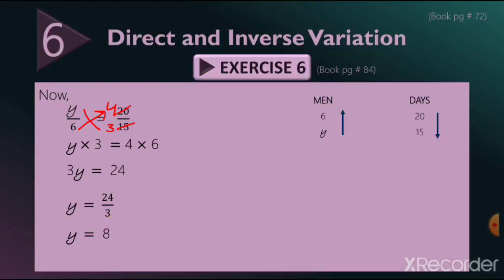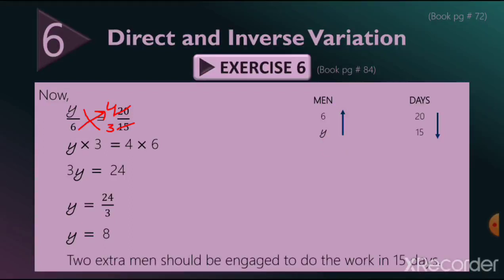As you see, in the question it's written that 6 men were completing that piece of work in 20 days, and we have found y, 8 men will complete that piece of work in 15 days. Means from this one we have increased 2 men, right? So 2 extra men should be engaged to do the work in 15 days. Understood?